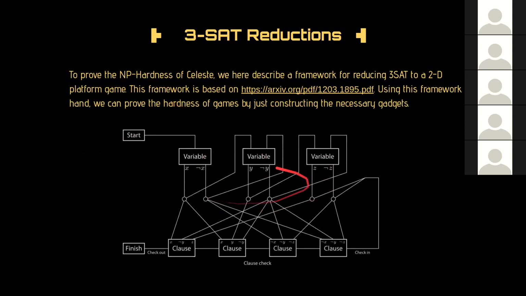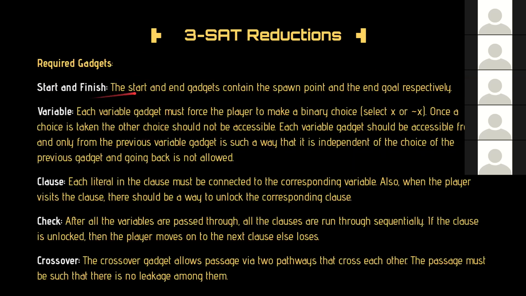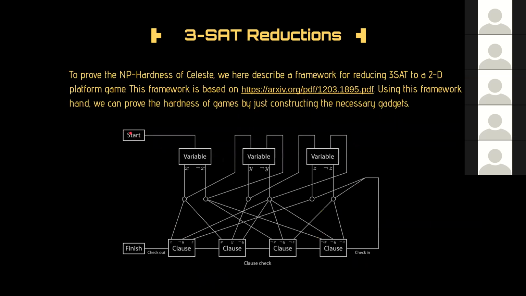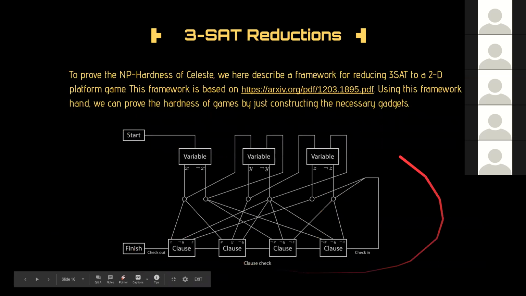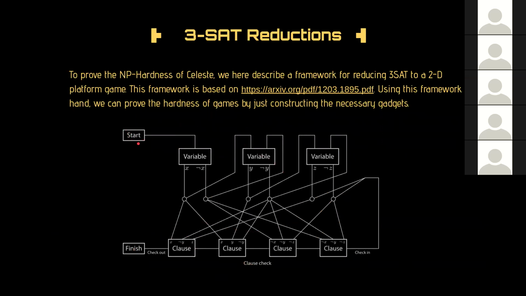This framework was studied by us from Eric Demaine's paper. Here is the link, I will have shared this under resources. There are like 5 gadgets in this. Start and finish: you spawn at start, and once you reach finish, the game ends. This is a very simplified game. You start at start, you follow lines, and you end at finish. So this is a gadget.